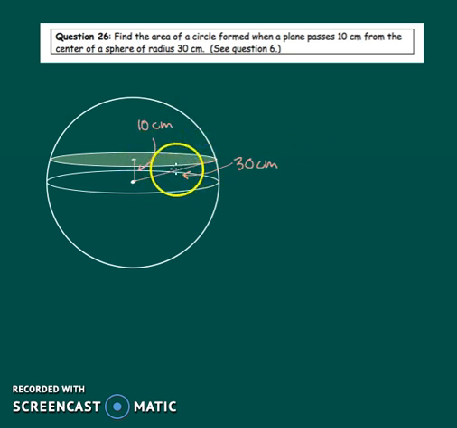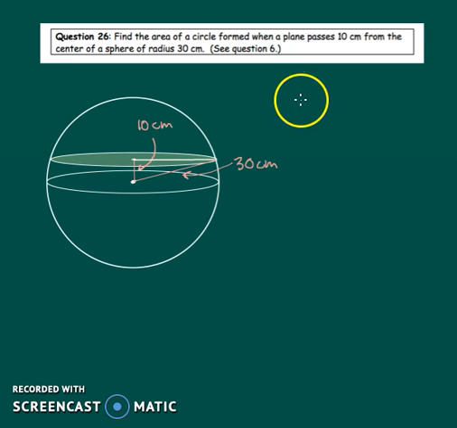So in order to do that, we're going to need to find the radius of that circle. So this measurement right here, and if you kind of use your imagination, you can see that a right triangle is formed by these 3 measurements. And that means that we can use the Pythagorean theorem to find out the measurement of that radius.